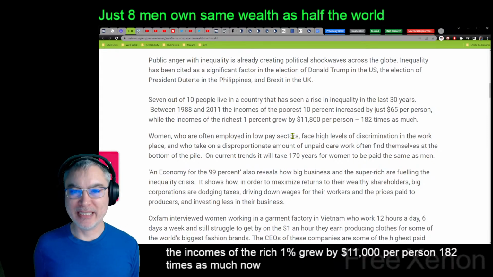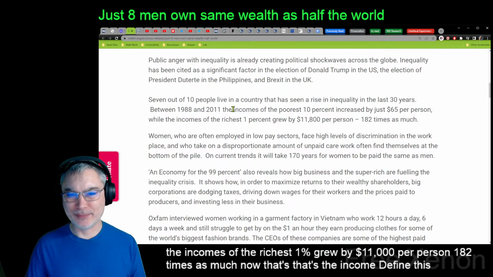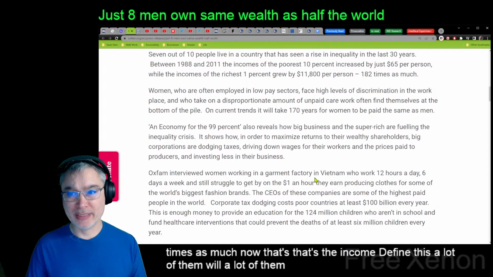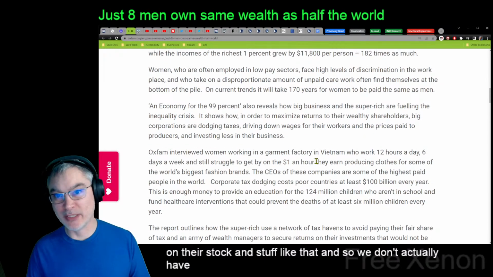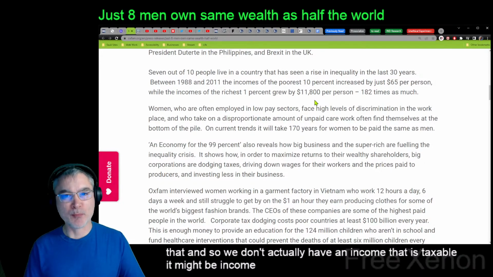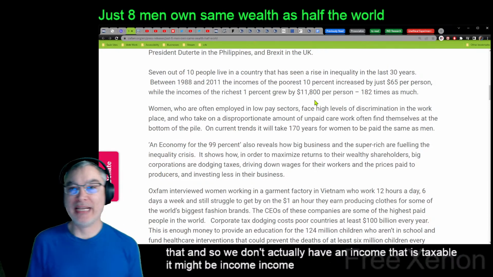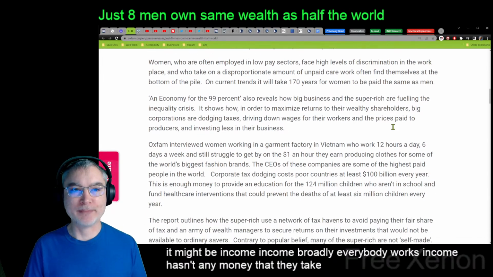Now that's the incomes. I don't know if this is technically incomes, because a lot of rich people don't have incomes. Depends on how they define this. Because a lot of them will take loans on their stock and stuff like that, and so they don't actually have an income that is taxable. It might be that income is used broadly, not as in work labor, but as in any money that they take in to spend. But I don't know. We have to look at the report.